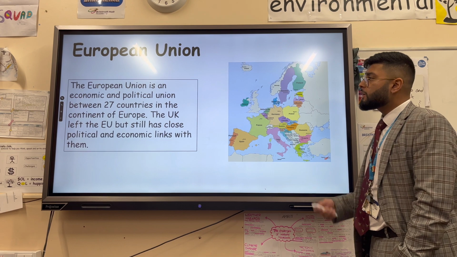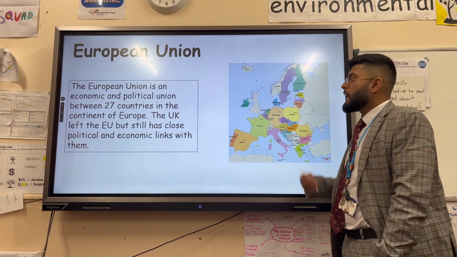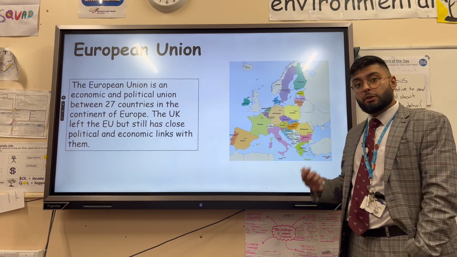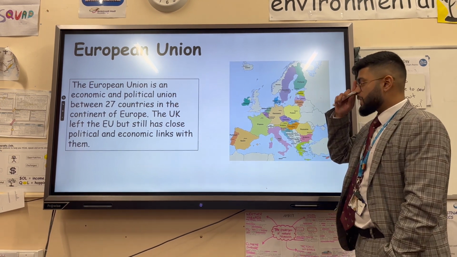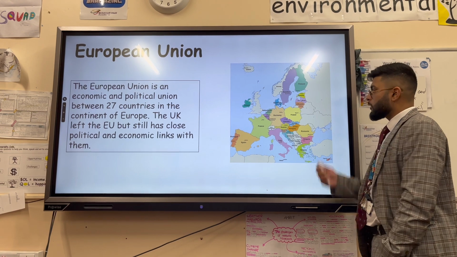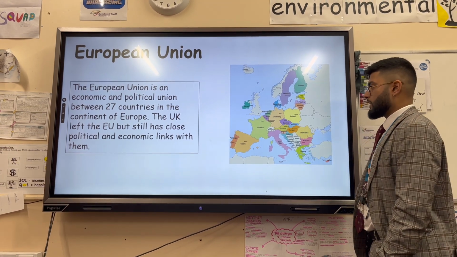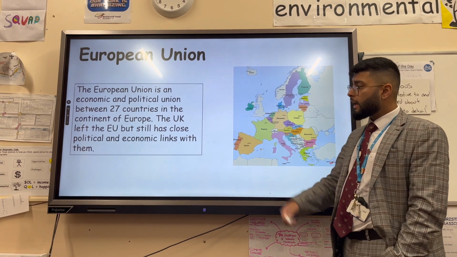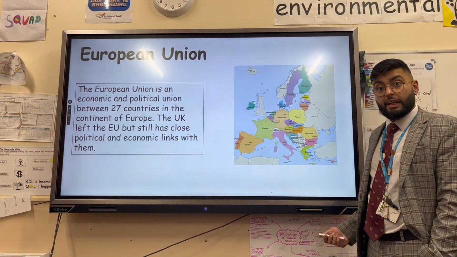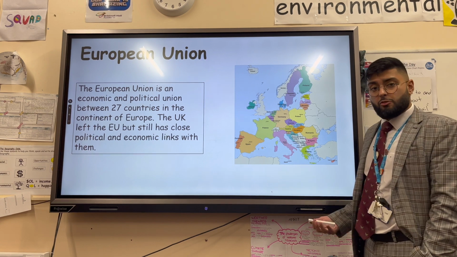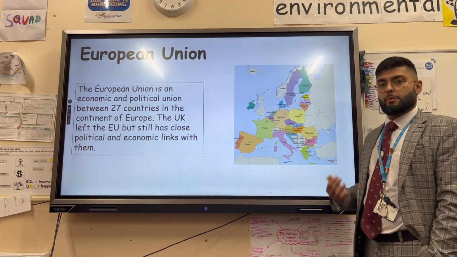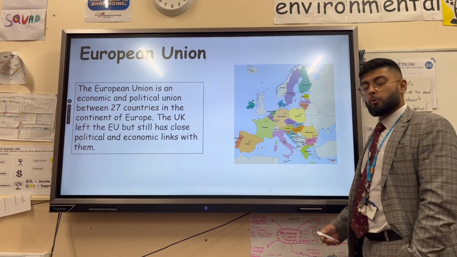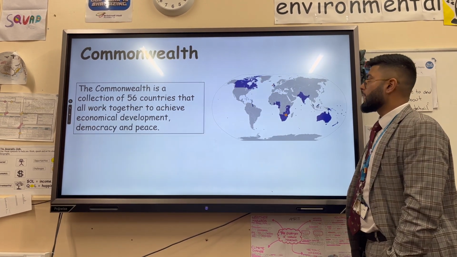So the European Union is an economic, so in terms of money, and political, in terms of government, union or kind of friendship, we can think of it, between 27 countries in the continent of Europe. You can see the countries highlighted in colour here. You can see that the UK isn't coloured in, and that's because the UK left the EU in a process nicknamed Brexit. We still have close political and economic links with the EU, so that doesn't mean we don't trade with the EU anymore, but perhaps trade a little bit less.